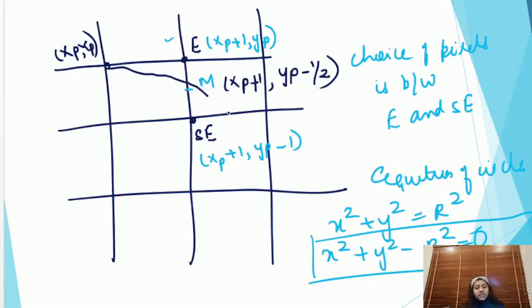Now first let's calculate the value of d old, since this m is the first midpoint of our algorithm. So this is the value of our d old, and depending on whether we choose East or South East, according to that our next midpoint will be calculated, that will be d new. So let's first see what is the value of our d old.